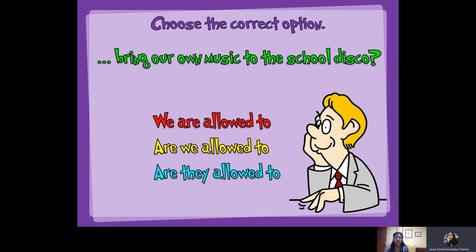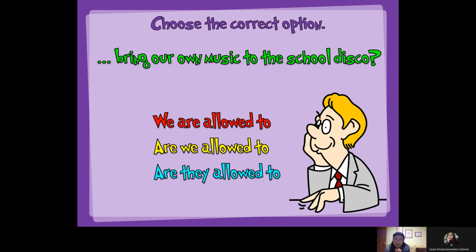Are we allowed to bring our own music to the school disco? Very good. Are we allowed to bring our own music? This is the appropriate one. Are we, because it's a question, no? And we goes with our, we is the connection. So are we allowed to bring our music to the school disco? Do you understand? Remember that this allowed means permitido, ¿no? Sí, es permitido. El verbo allowed es permitir.